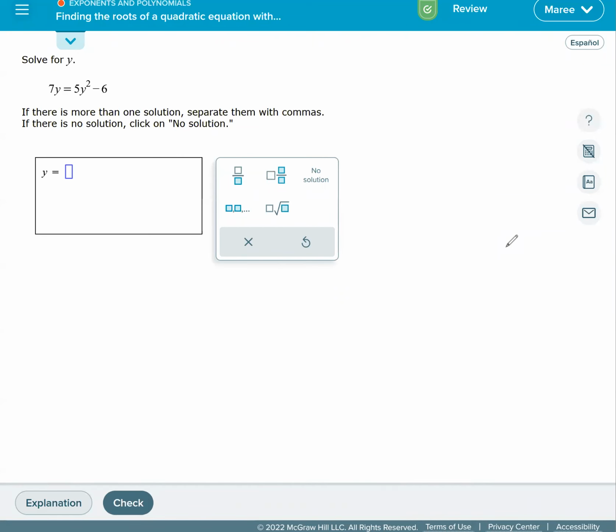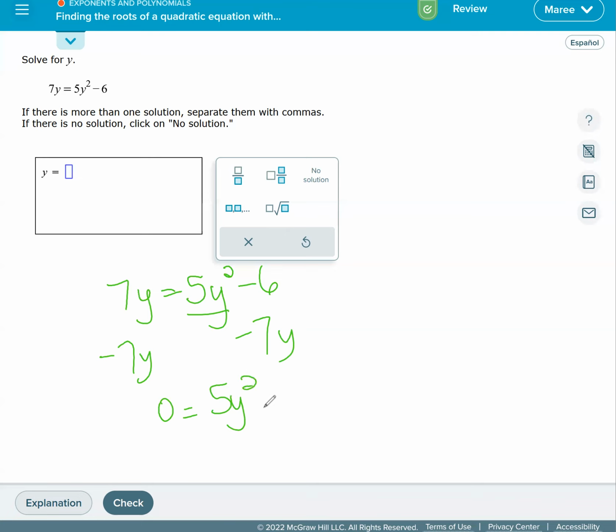This particular topic is finding the roots of a quadratic equation with leading coefficient greater than 1. So we need to get our quadratic equation equal to 0 in order to find the zeros, find the roots of this equation. That just means where the graph will cross the x-axis. Because my y squared is positive on this side, I'm going to go ahead and subtract 7y from both sides. So I have 0 equals 5y squared minus 7y minus 6.